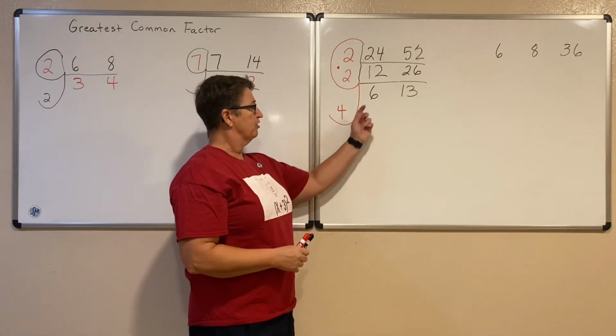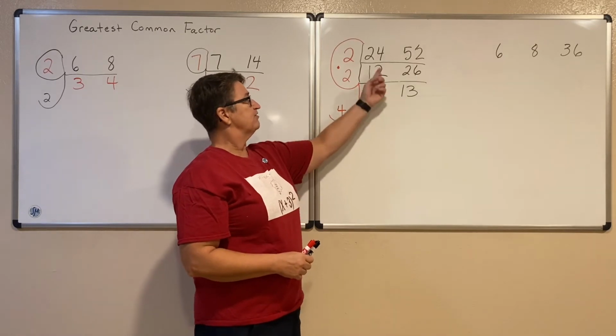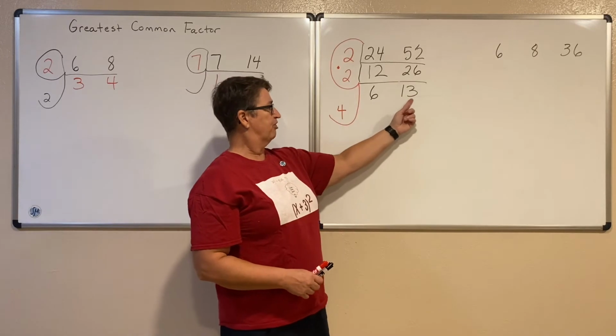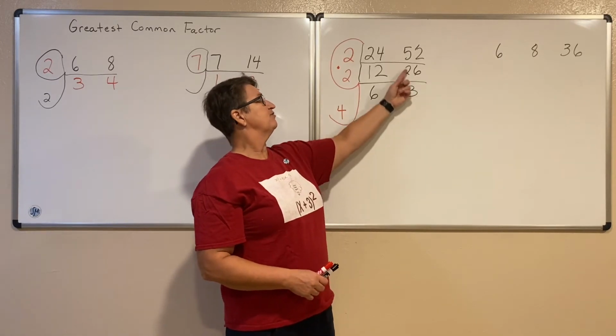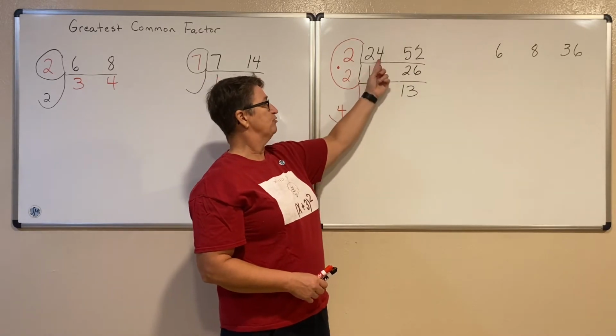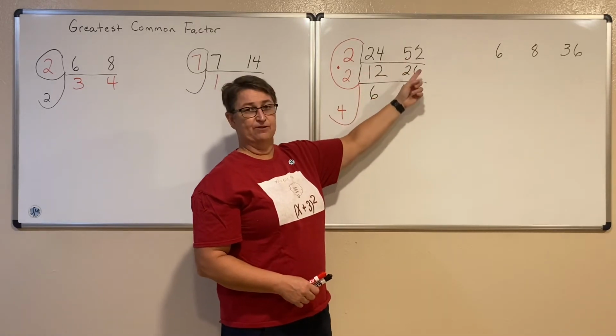Notice that 4 times 6 gives me 24. And 4 times 13 gives me 52. So this is the largest number that will go into both 24 and 52.